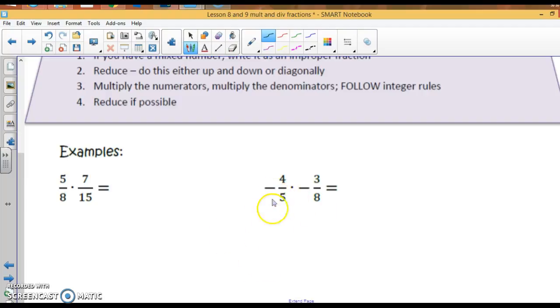So, like this problem, you can reduce this 4 and this 8. You can reduce any numerator with any denominator. 4 goes into 4 once, into 8 twice. Now I multiply straight across. Negative 1 times negative 3 is positive 3 over 5 times 2 is 10. Positive 3/10.